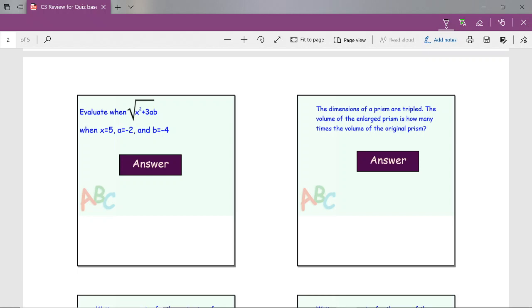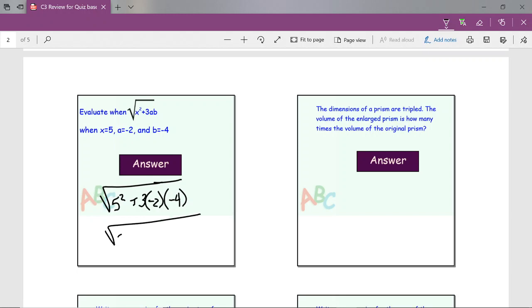Evaluate the square root of x squared plus 3ab, when x is 5, a is -2, and b is -4. Well, all this is asking you to do is plug in the numbers like you see in the square root. So I'm going to do 5 squared, that's x squared, plus 3 times a, which is -2, times b, which is -4. And then all I have to do here is follow PEMDAS to solve.